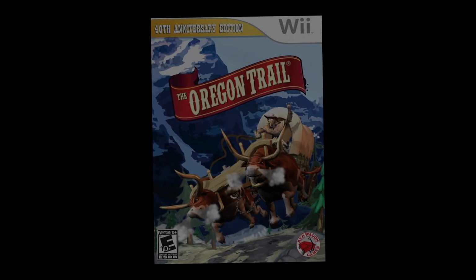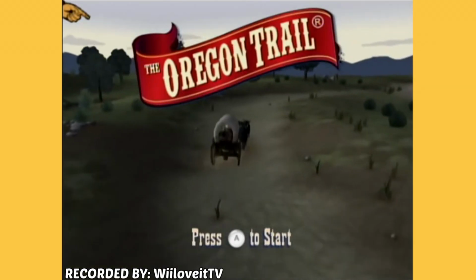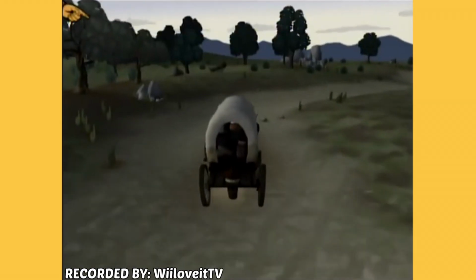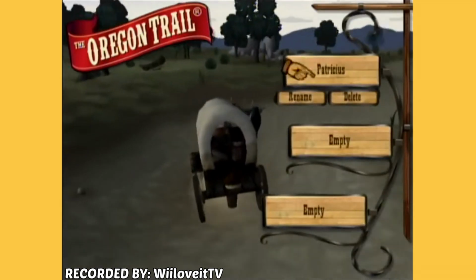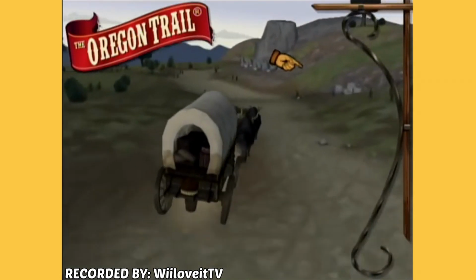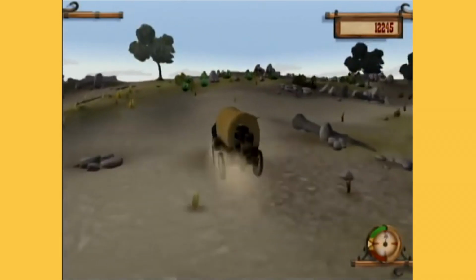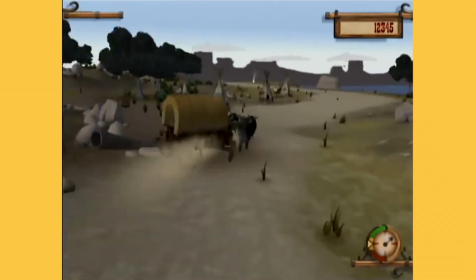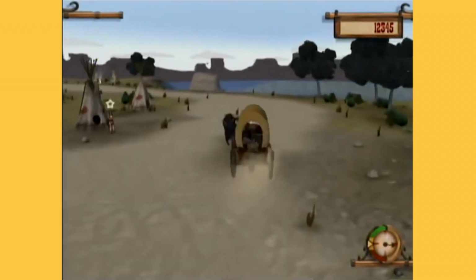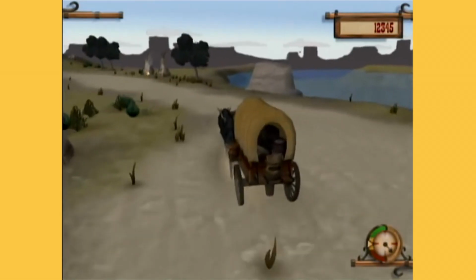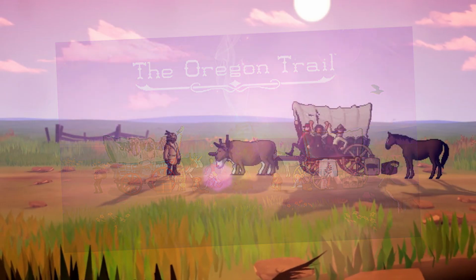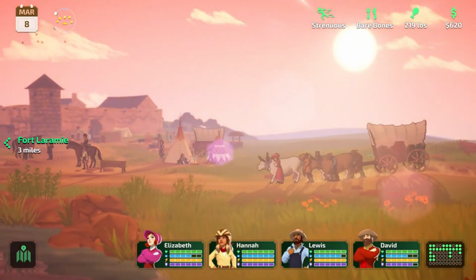But what about the Oregon Trail? Well, the Oregon Trail was released for the Wii and 3DS in 2011 to celebrate the 40th anniversary of the game, and the Oregon Trail was a mobile game released by GameBluff to celebrate the 50th anniversary.